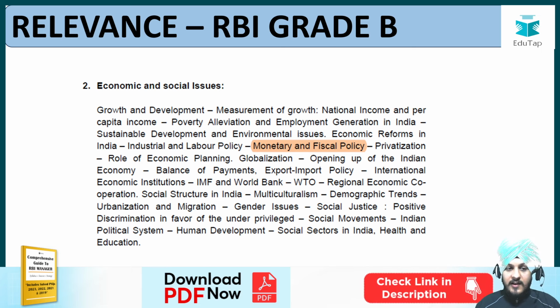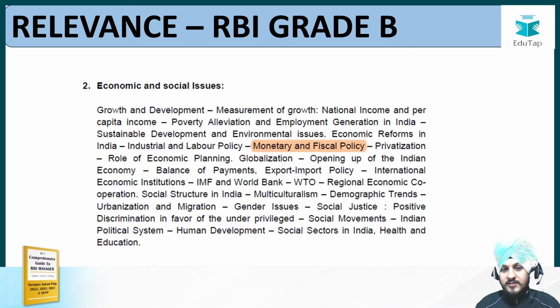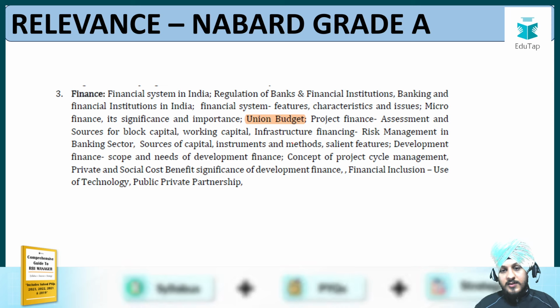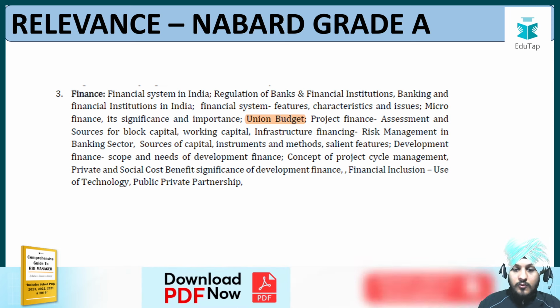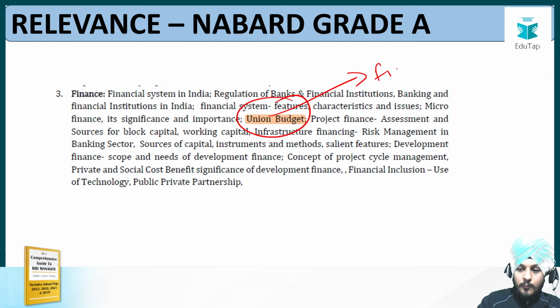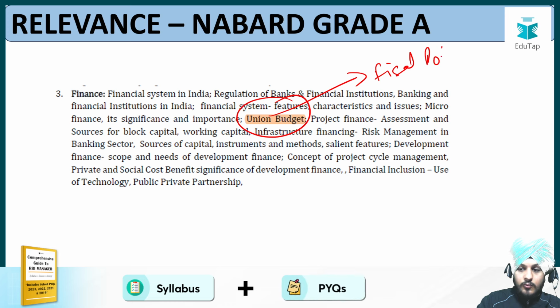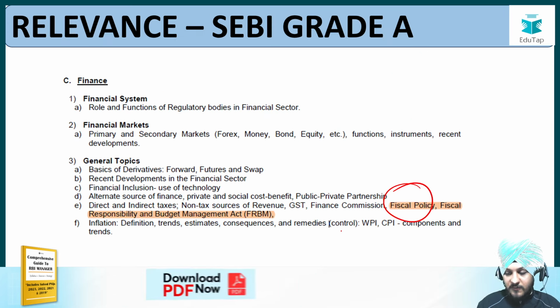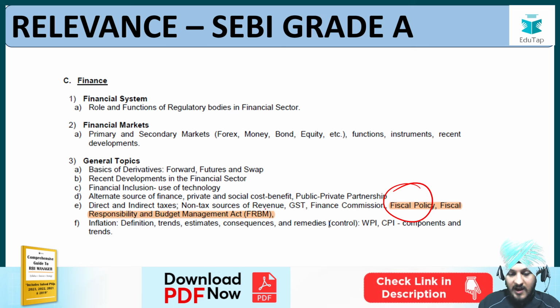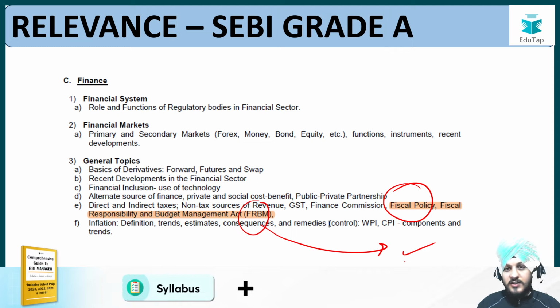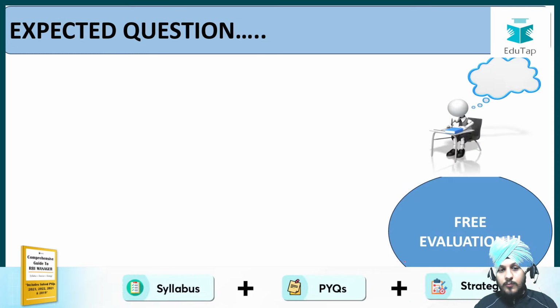So as far as the relevance of this topic to the syllabus is concerned, the RBI Grade B syllabus very specifically mentions the fiscal policy. Similarly, the NABARD Grade A syllabus also talks about the union budget, and under the union budget you have to prepare the fiscal policy also. Then the SEBI Grade A syllabus also specifically mentions the fiscal policy and the FRBM Act, which we are going to cover as a part of this session. I hope this is clear to you.